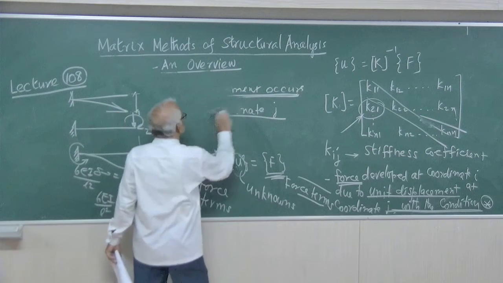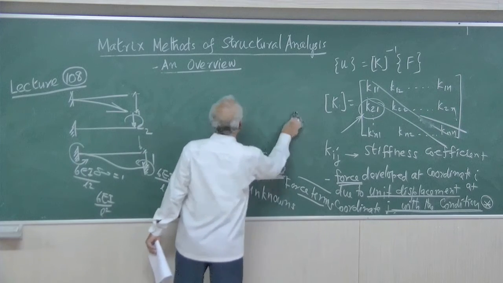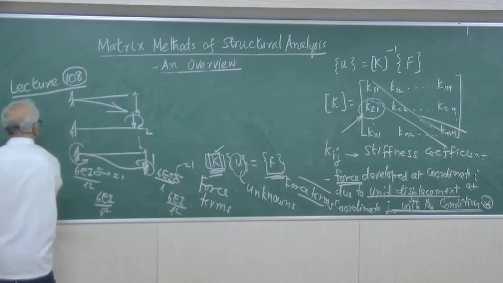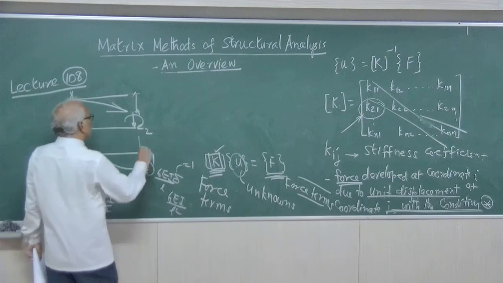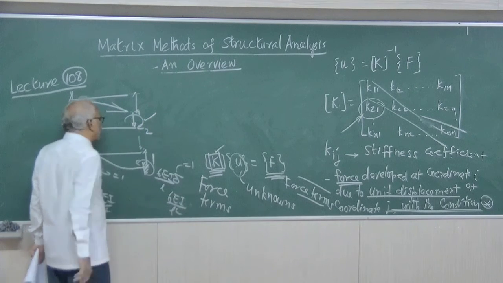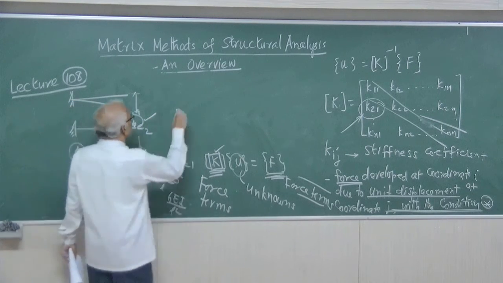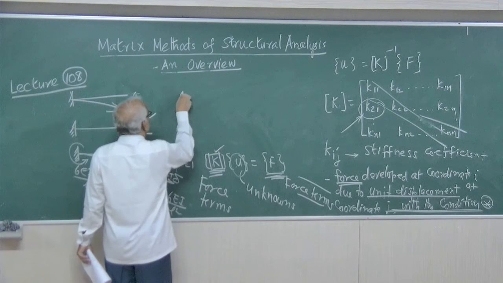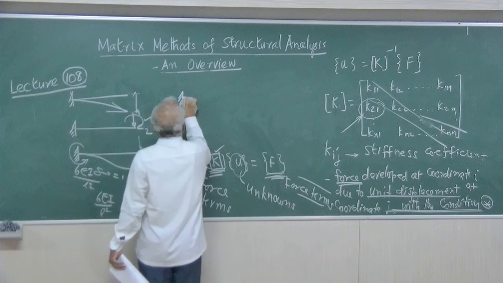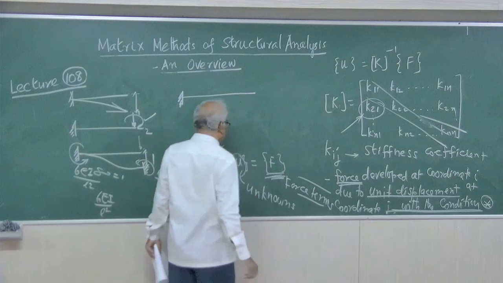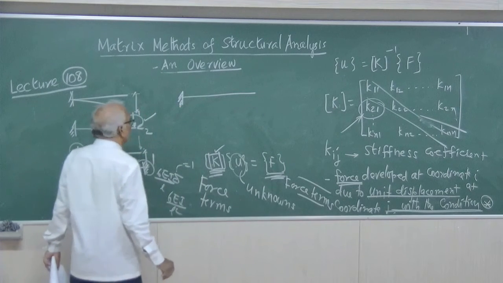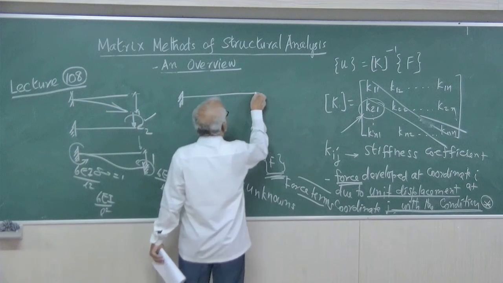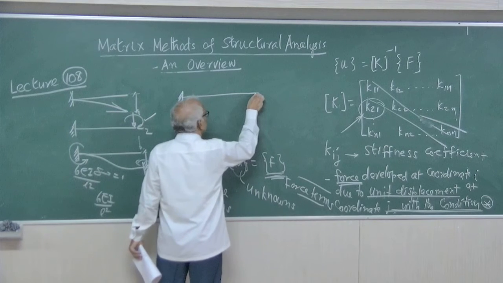Similarly, the displacement corresponding to coordinate 2 is rotation. So when you allow unit rotation, you should not allow displacement. Therefore, the displacement here will be 0, and you will have only rotation.